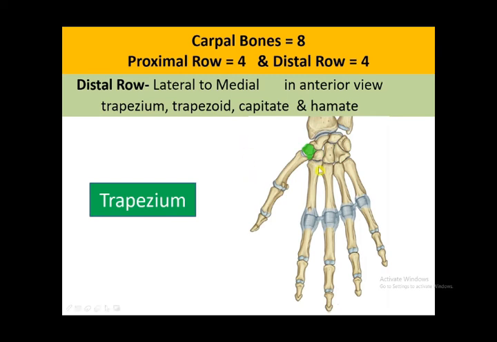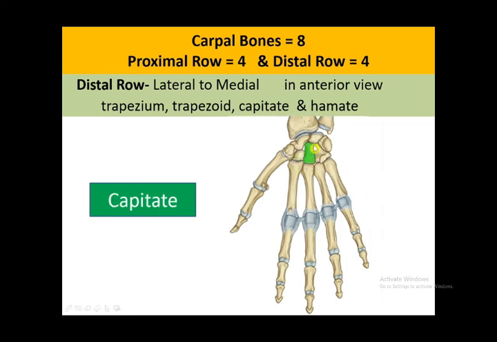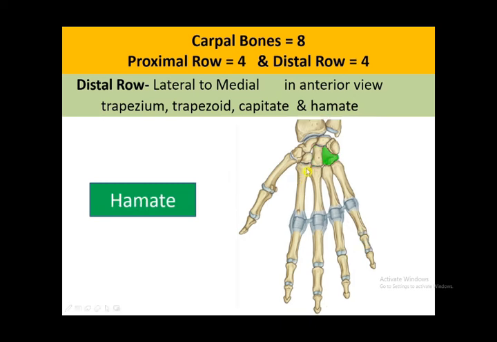Let's talk about the trapezium. It is an irregular 4-sided bone. The trapezoid is also a 4-sided bone. The capitate has a head and is the largest among the carpal bones. The hamate has a very prominent hook on the anterior side.